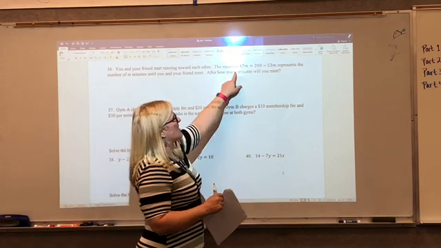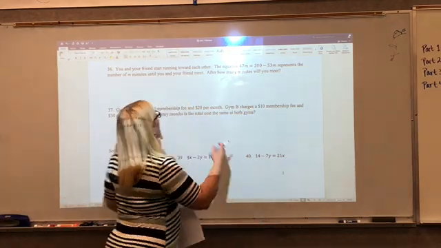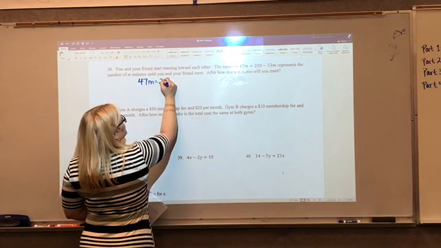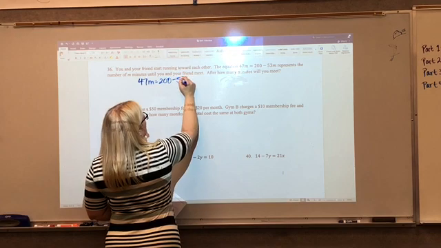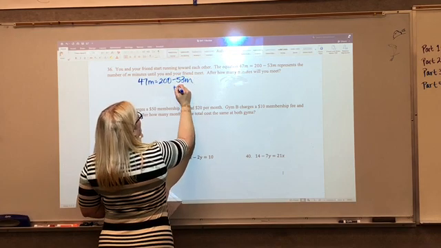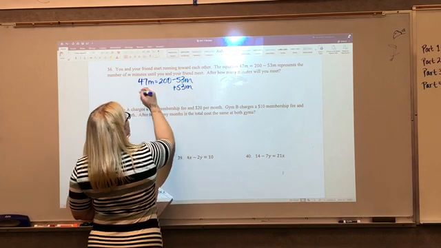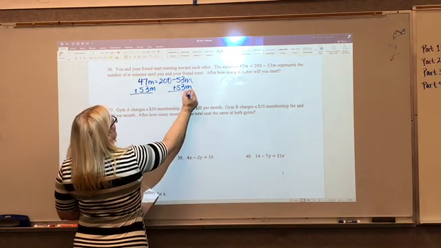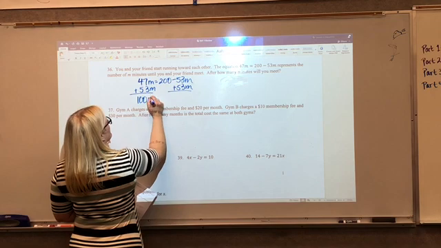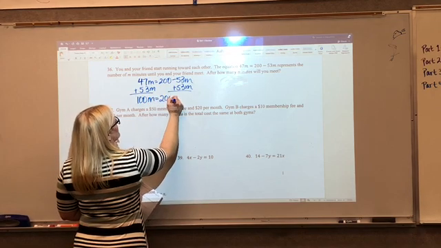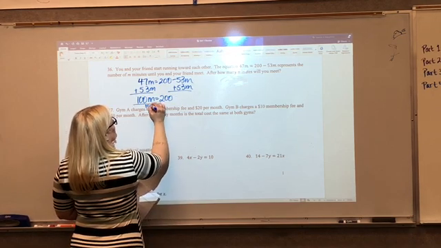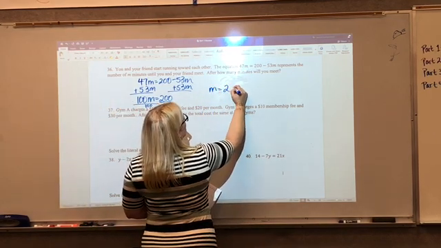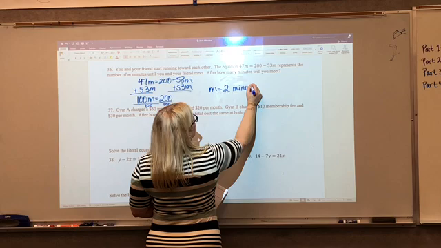So what they're asking you is to solve for m. I have 47m equals 200 minus 53m. I'm going to add 53m to both sides. This gives me 100m equals 200. I divide both sides by 100, and I get m equals 2 minutes.